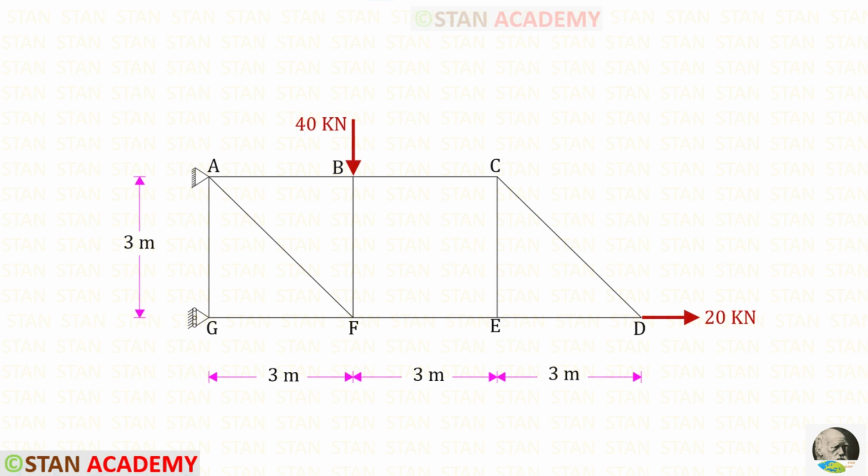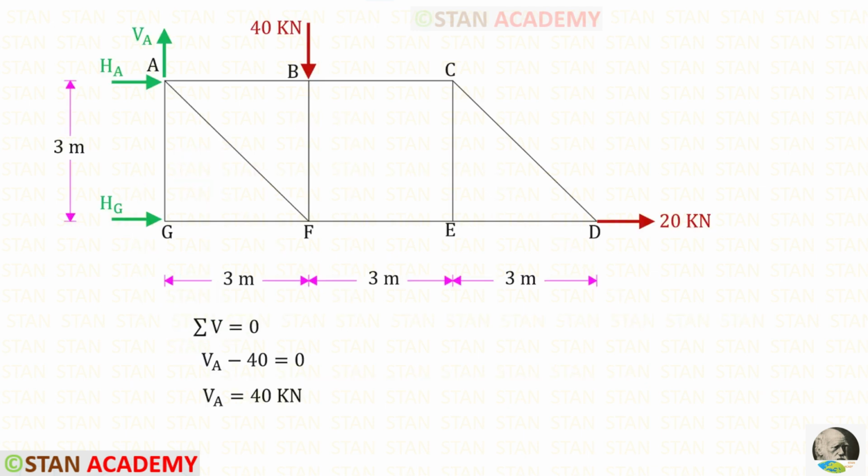In this truss, in the point A, there is a hinged support, and in the point G, there is a roller support. So in the point A, there will be two reactions, and in the point G, there is only one reaction, that is horizontal reaction. By applying the rule sigma V is equal to 0, we can find VA as 40 kilonewton.